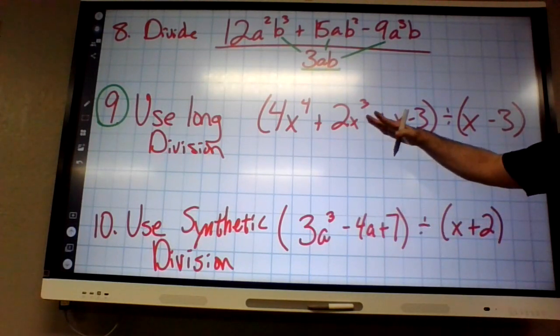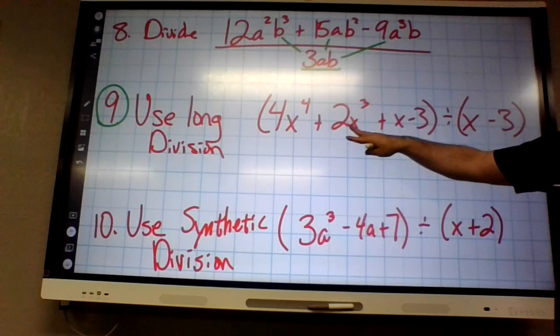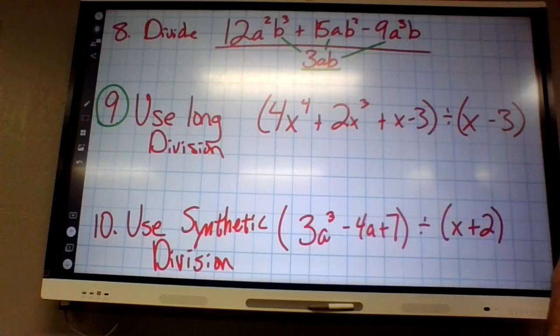We'll say this, to show that you use long division, you have to show your work, okay? And will the instructions say use long division? Yes. Alright.